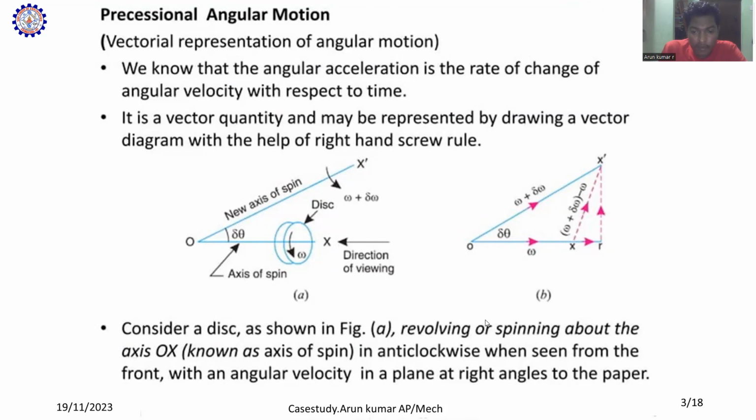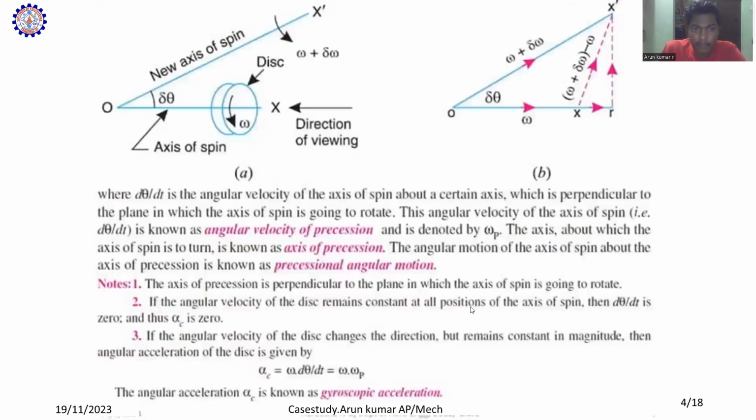The disk is revolving and spinning about the axis OX. That is known as the axis of spinning. Here d theta by dt is the angular velocity of the axis of spin, in a certain axis which is perpendicular to the plane in which the axis of spinning is going to rotate. This angular velocity of the axis of spin is known as the angular velocity of precession and is denoted by omega p. The axis about which the axis of spin is turning is known as the axis of precession. The angular motion of the axis of spin about the axis of precession is known as precessional angular motion.